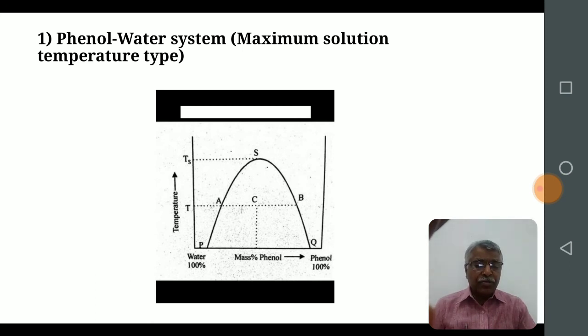Phenol and water are only partially miscible at ordinary temperature. Therefore, on shaking these two liquids with each other, two solutions of different compositions will be obtained, one of phenol in water and the other of water in phenol. Such solutions of different compositions coexisting with one another are called conjugate solutions.